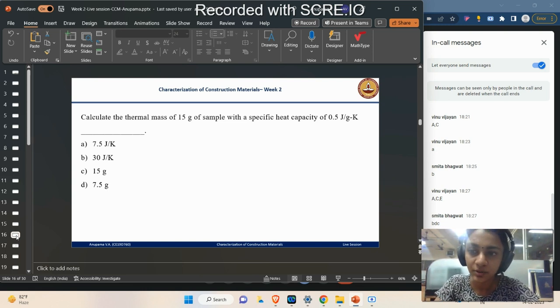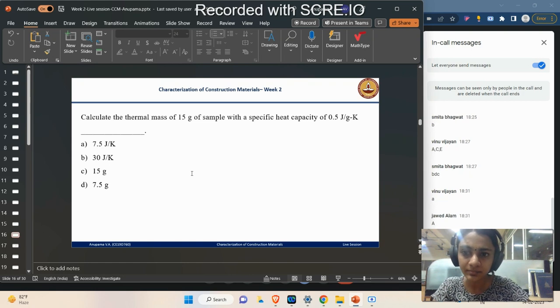Okay. Yeah. Binu goes with 7.5. 7.5 joule per Kelvin. Okay. Javed also goes with the same. Thanks both of you for the response. What about others?